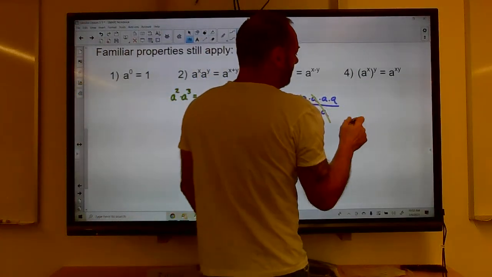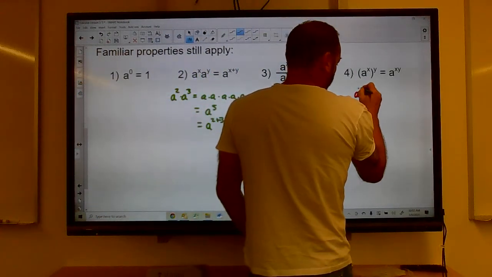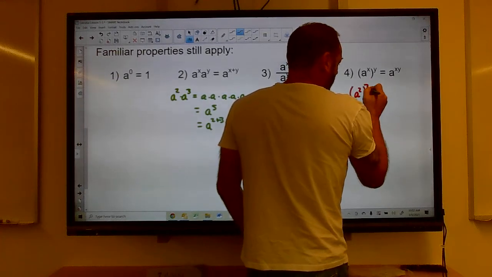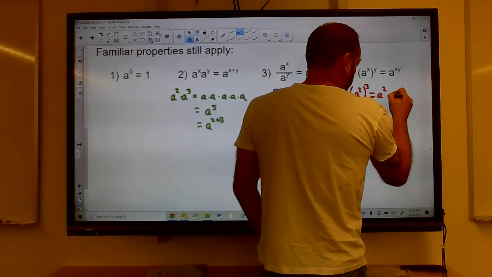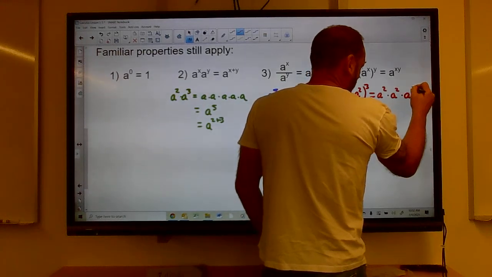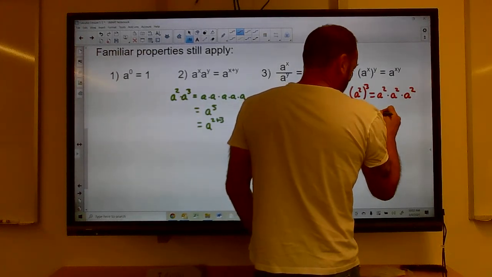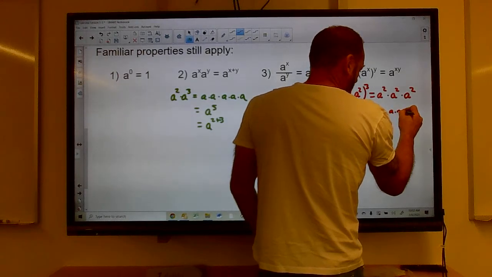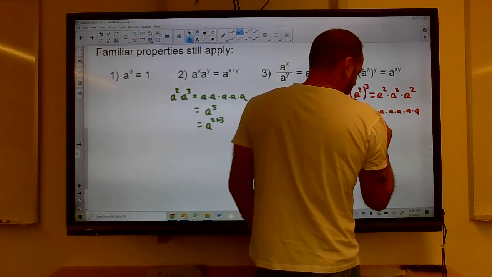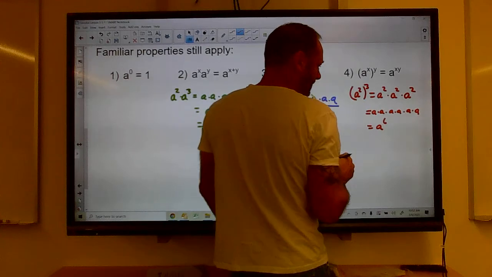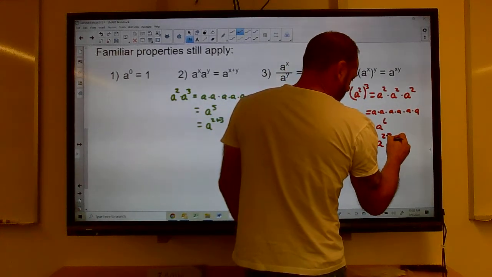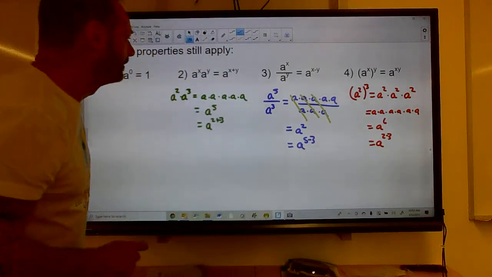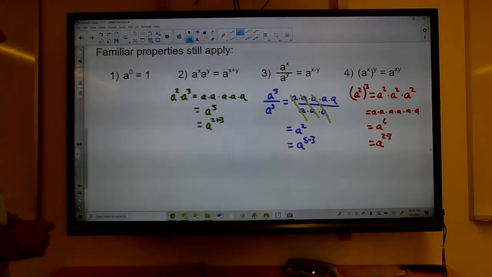And over here, this would be like a squared to the third. So this would be a squared times a squared times a squared, which would be a times a times a times a times a times a, which is a to the sixth, which is a to the 2 times 3 power. So that's why all those work.